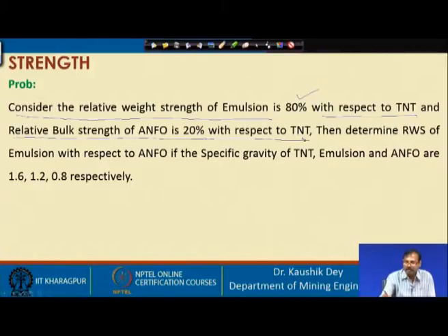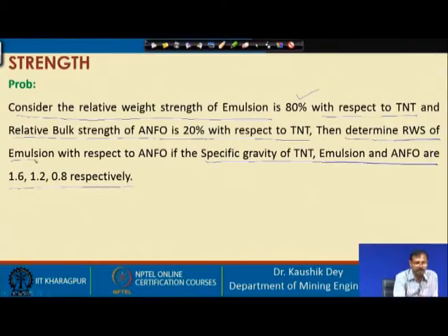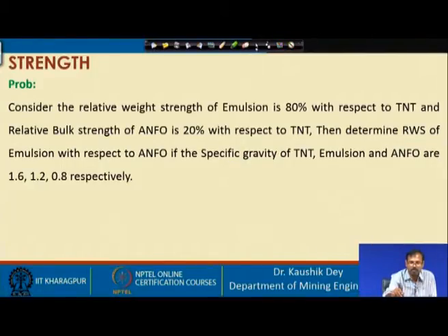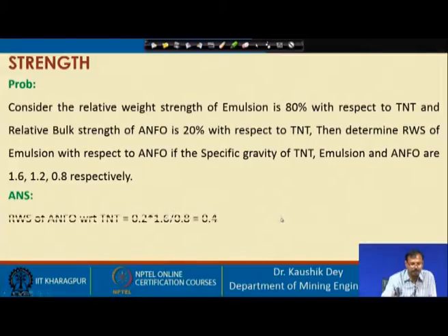After that, it is given that the specific gravity of TNT, emulsion and ANFO are 1.6, 1.2 and 0.8 respectively. Then the question is asked: determine the relative weight strength of emulsion with respect to ANFO. So, let us solve this problem. The relative weight strength of ANFO with respect to TNT comes to 0.2 into 1.6 divided by 0.8. How? Let us solve this.